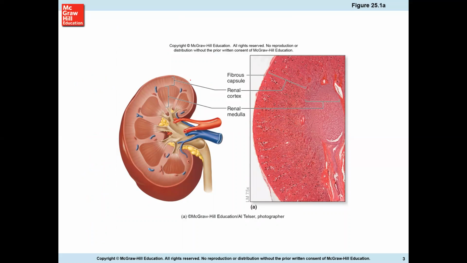Okay, this is a general gross anatomy of a kidney. Let's say this is the left kidney. So blood is coming in via the renal artery, which you remember from the beginning of the semester.